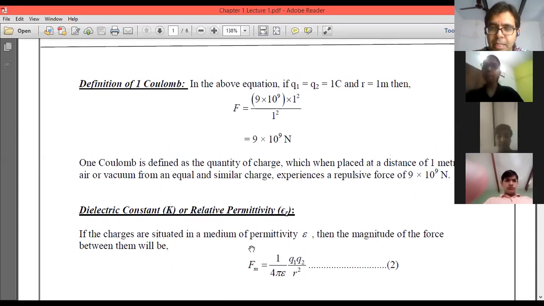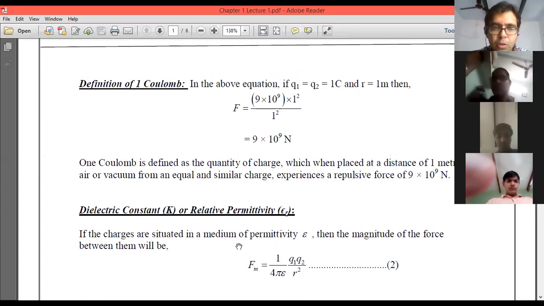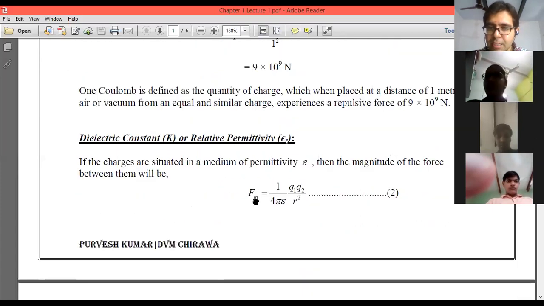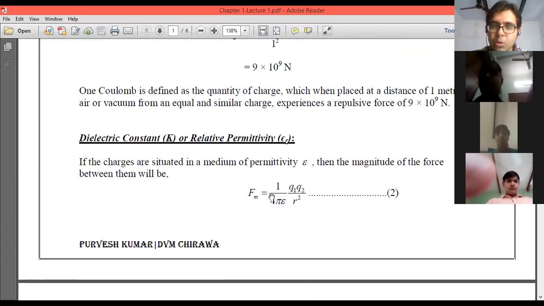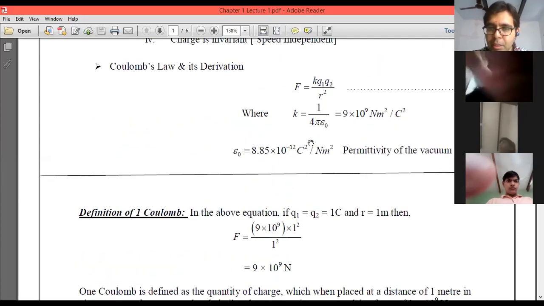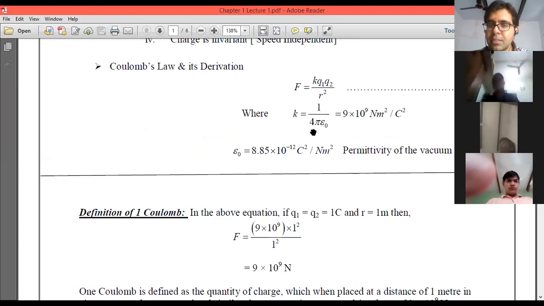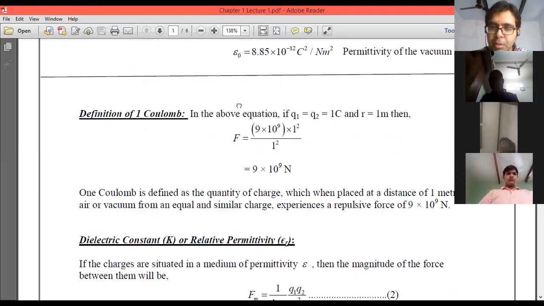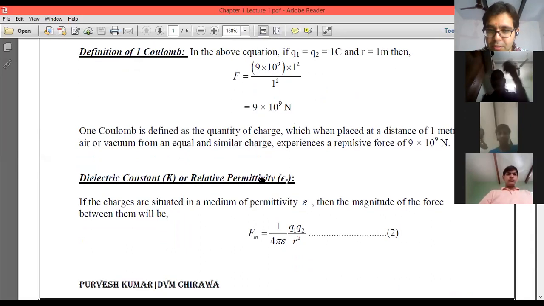If the charges are placed in some medium other than vacuum, and the permittivity of the medium is ε, then the magnitude of the force between them, represented by Fm, is equal to 1/(4π ε) multiplied by Q1 Q2 / r². So when the charges are placed in a medium, ε₀ gets changed to ε, the permittivity of the medium. We have this formula, and I have marked it as equation number 2.